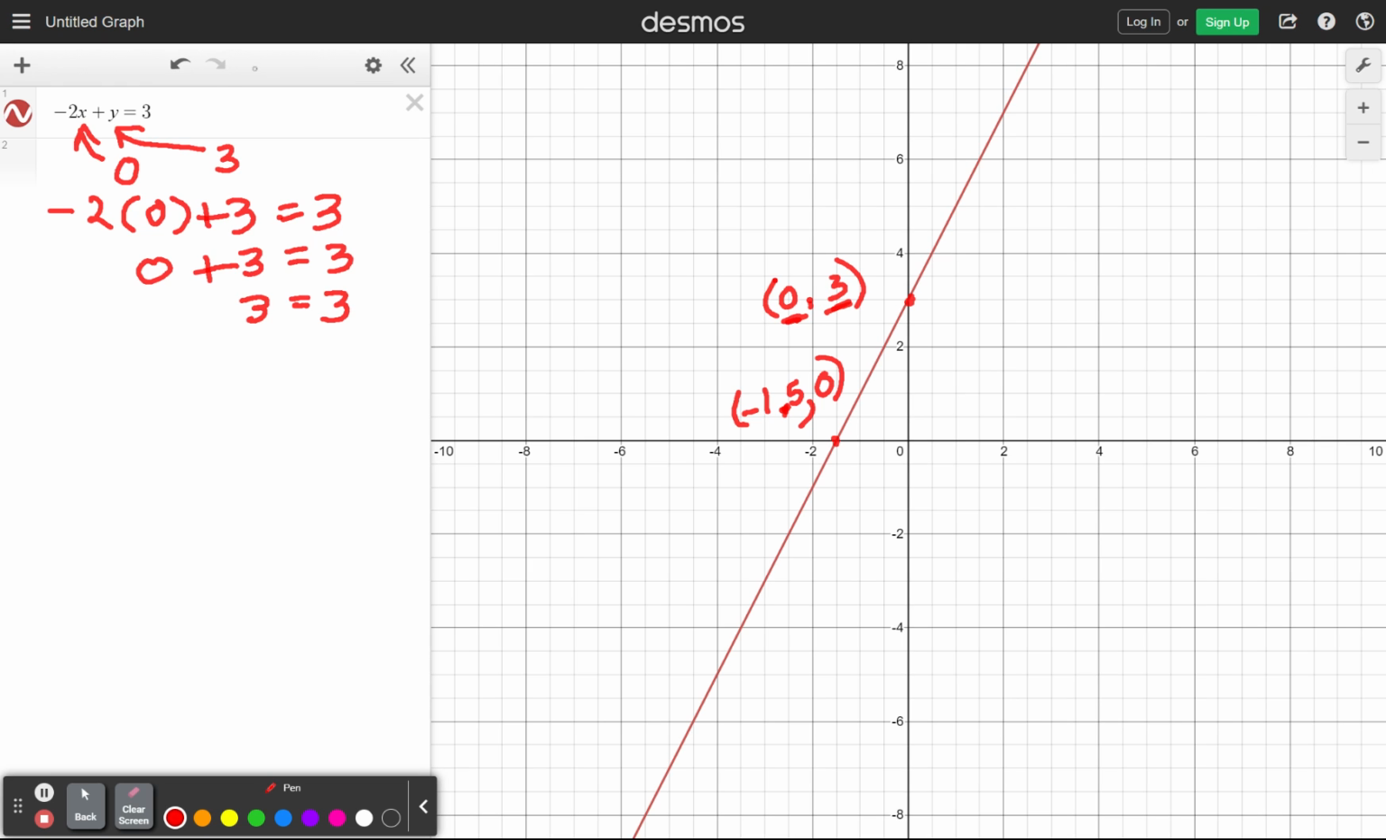So if you followed the slope of the line, which we could do, let's just put this in slope-intercept form by adding 2x to both sides. So if we add 2x to both sides, we'll have y equals 2x plus 3. So from slope-intercept form, we can see that our y-intercept is at 3, which we saw here, and our slope is 2, meaning it's going to go up. Rise over run will be up 2 over 1. So here we can see that slope.